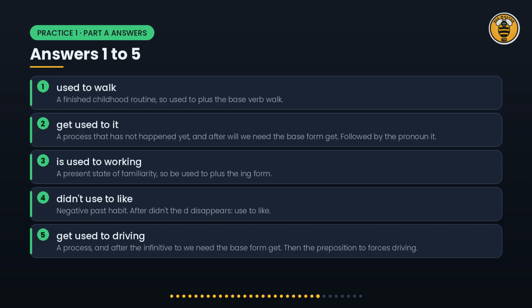5. Get used to driving. This one has 2 traps. After the infinitive to, we need the base form get, and then the preposition to forces the ing form driving.